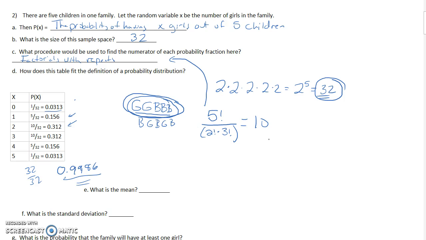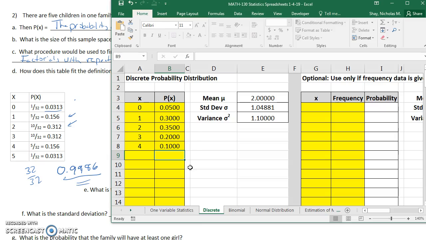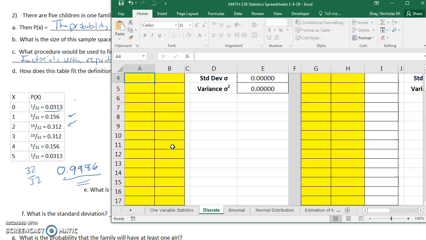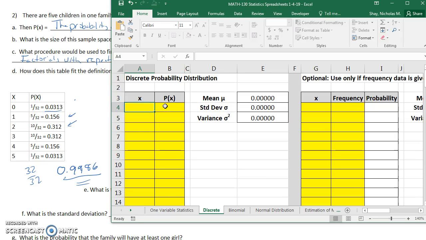All right, now let's find the mean and standard deviation. I'm going to rely on the technology for this example. We showed you how to do it by hand in the last example, but let's do this using the Excel spreadsheet. So what we're going to do is put these values 0, 1, 2, 3, 4, and 5.